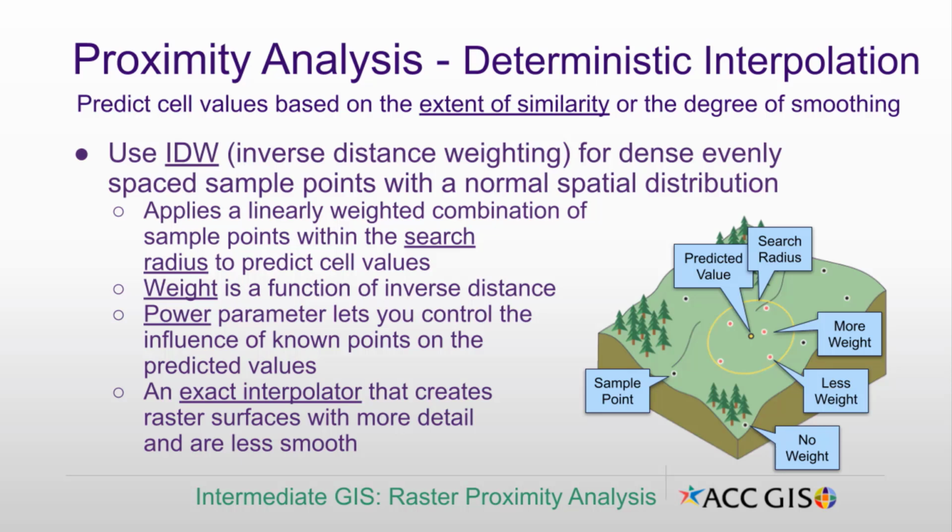In the example on the right, I'm trying to create an elevation surface, and you can see I've got sample points with elevations spread across my area that I'm going to utilize to create a continuous raster data set. And so how IDW works is it's trying to predict the value, for example, at the yellow dot, and so it uses the search radius, which is the yellow ellipse, to identify all the sample points within the search radius, in this case, the red points. And the red points that are closer to the location I'm trying to predict have more weight than those that are further away.